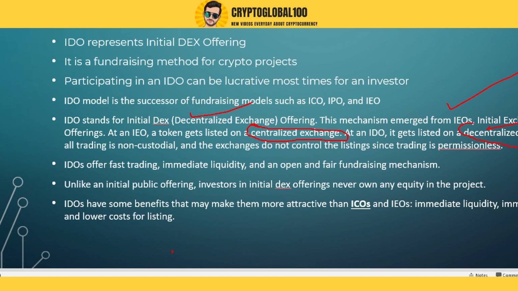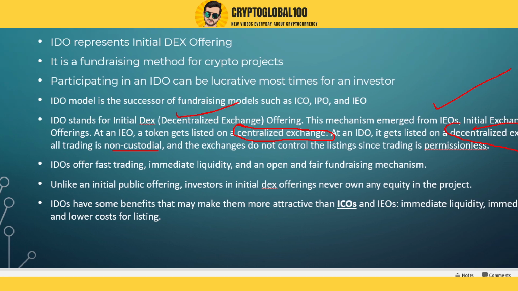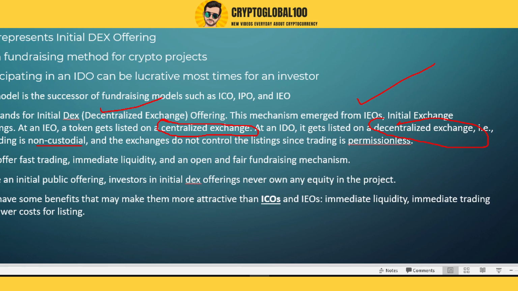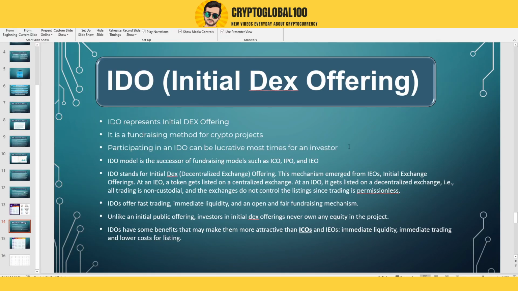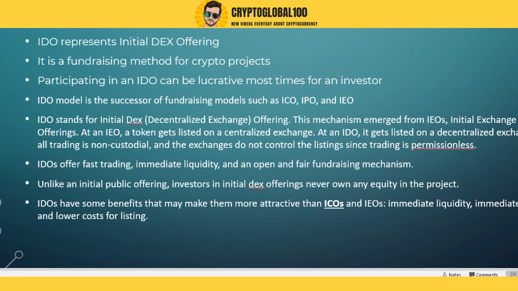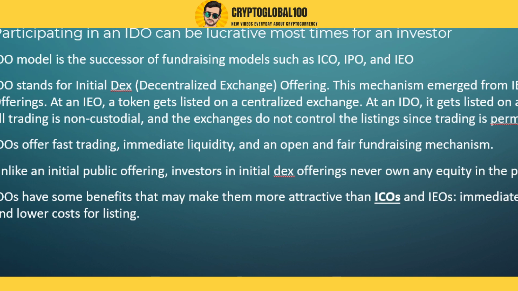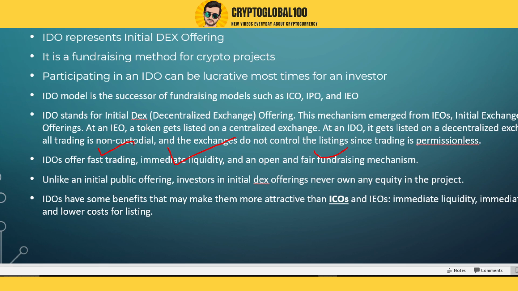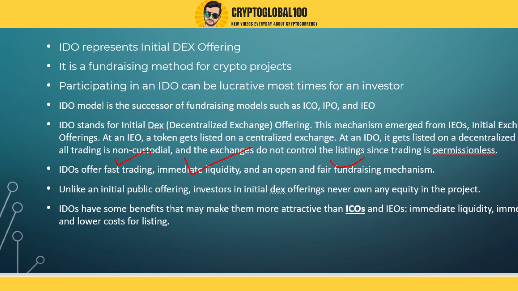That is, all trading is non-custodial, and the exchanges do not control the listings, since trading is permissionless. You can buy and sell whatever. And IDOs offer fast trading, immediate liquidity, and an open and fair fundraising mechanism. So this is a more advanced form of IEO, I would say.